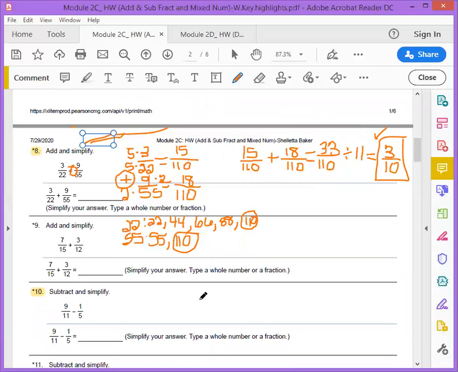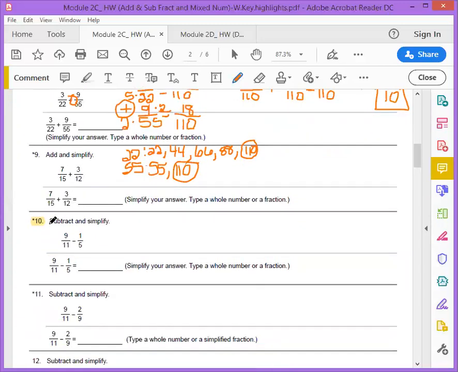All right, let's look at number 10. Now you're asked to subtract. And we have two fractions that don't have the same denominator again, so we need to get our least common multiple. 9 over 11 minus 1 divided by 5. Now what would be our least common multiple? If we list multiples of 5, 5, 10, 15, 20, 25, 30, and multiples of 11, our least common multiple is going to be 55.